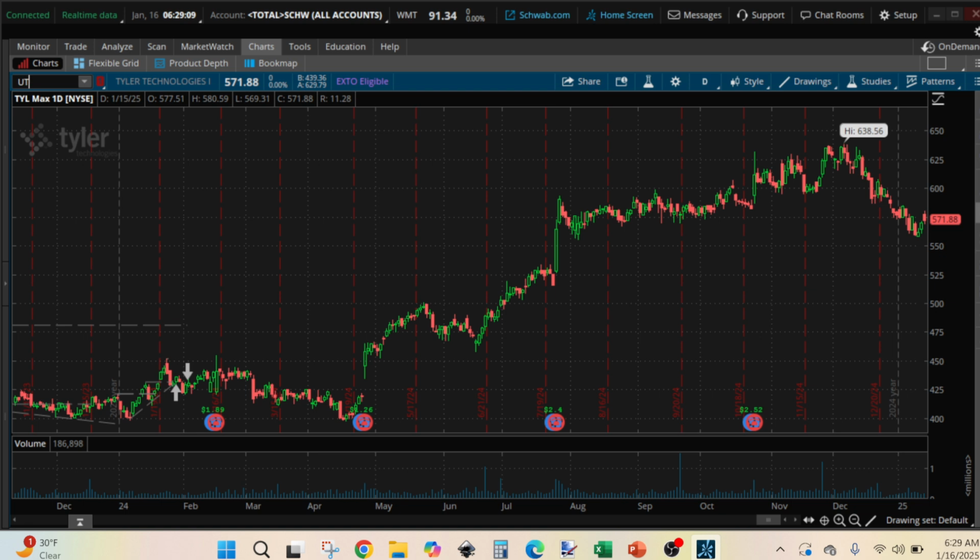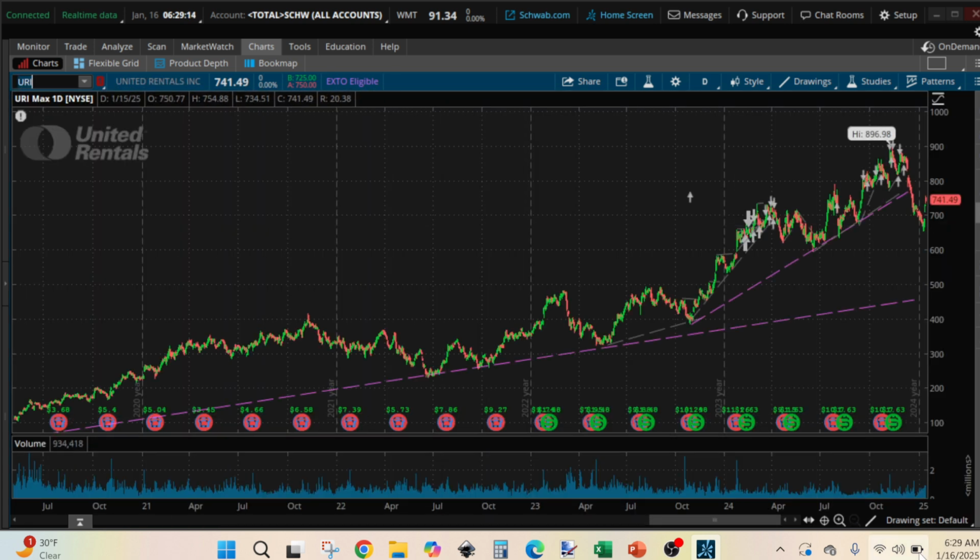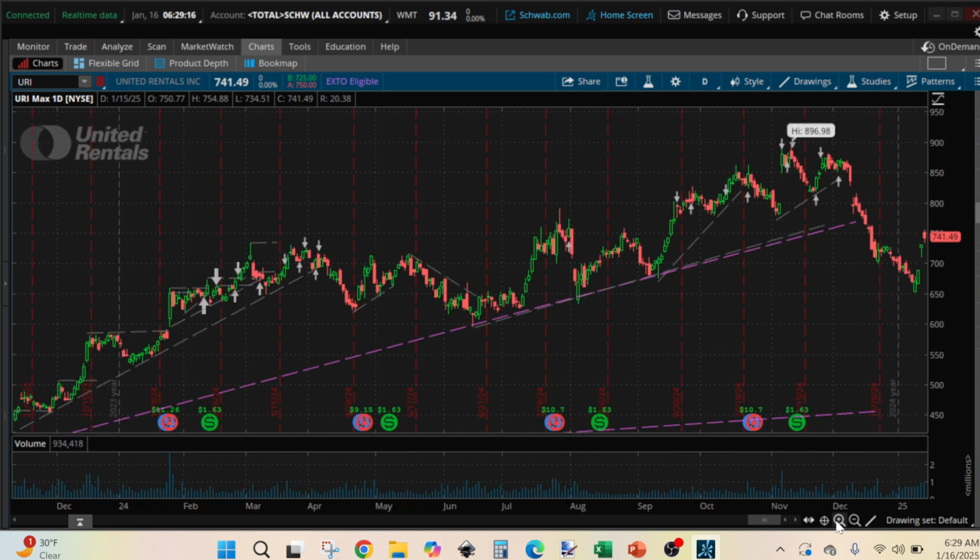URY. We bought URY last year. We have not sold it yet. We have it in our portfolio. We bought it, that trend line ended, the price went down, and right now we are having lower lows.